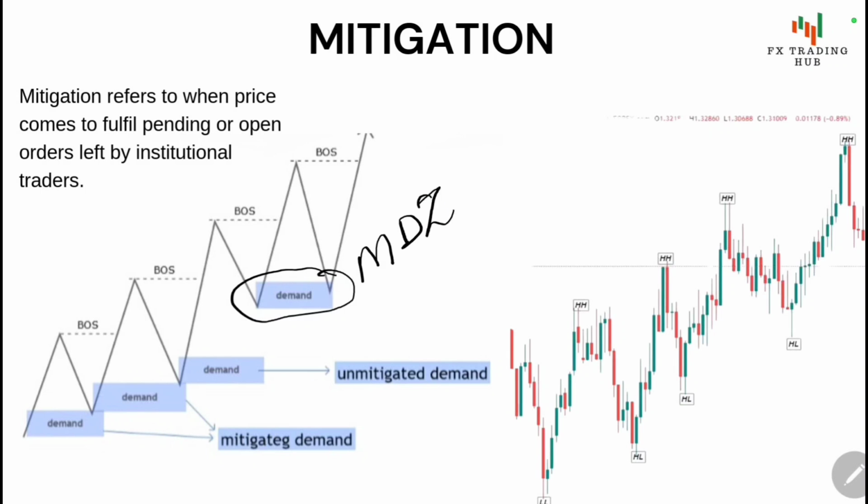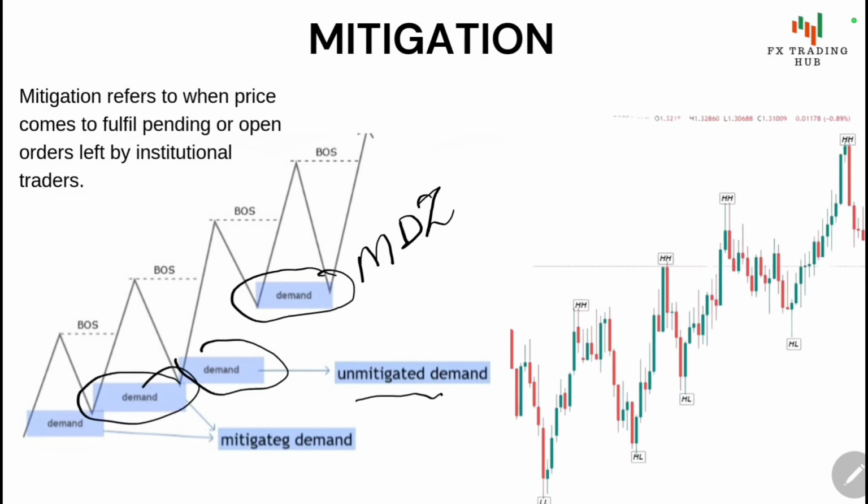Okay, the mitigated demand zone means that price has come to the zone and bought from the zone. All right, here this is a demand zone, but this is an unmitigated demand zone because price is yet to come to buy from the zone. The orders are still left pending, and price is yet to come to mitigate the zone, to fulfill the order on that zone. Here, this is a mitigated demand zone.